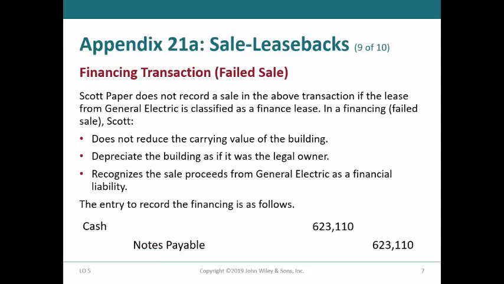Now we will assume that at least one of the criteria for a finance lease was met. Scott Paper would not remove the building or depreciation from its books because the transaction would be considered to be a financing transaction and not a sale. The transaction would be recorded with a debit to cash and a credit to notes payable for $623,110.